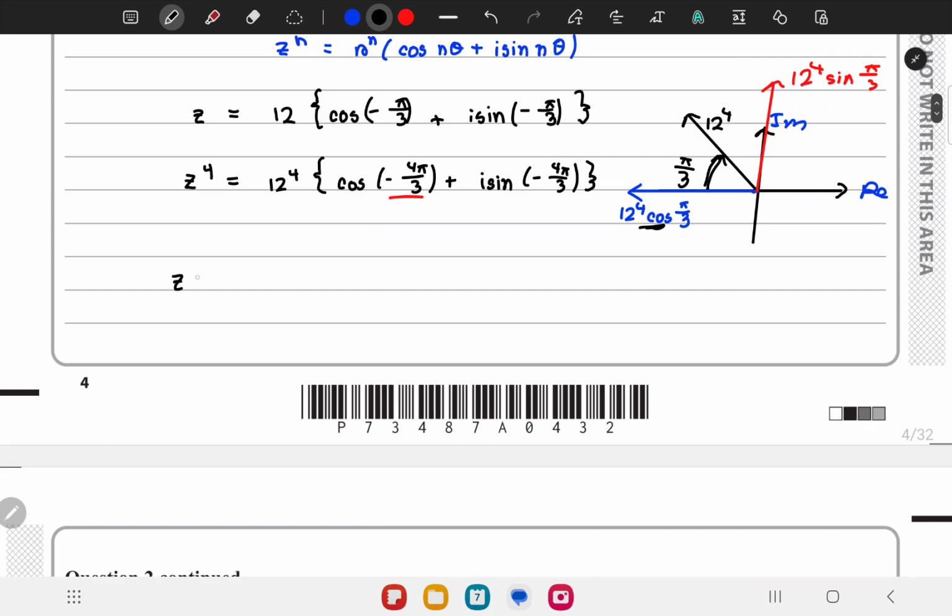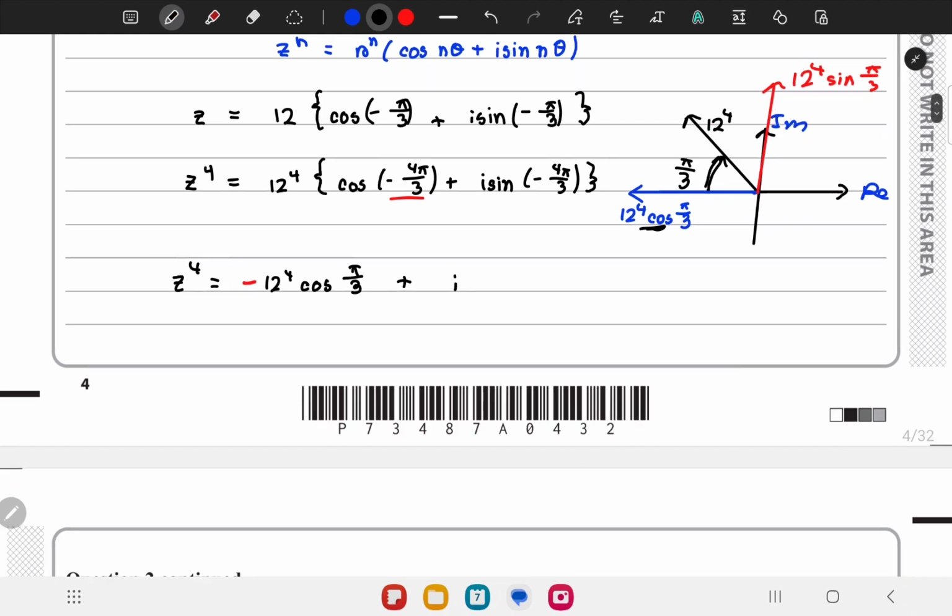If we calculate that, z to the power 4 would be 12 to the power 4 cos pi by 3 plus i. We'll have a negative over here since it's in the negative real axis, and a plus over here since it's in the positive imaginary axis. So i times 12 to the power 4 times sine pi by 3.